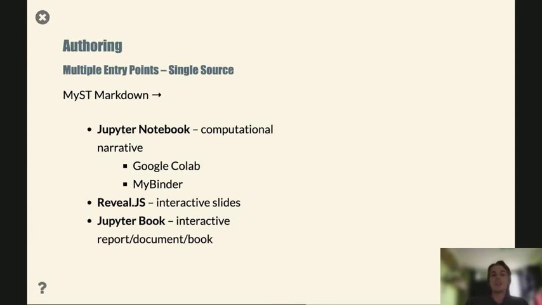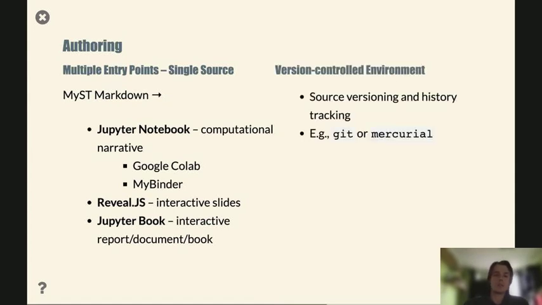So one is computational narrative with Jupyter notebooks, which you can run on Google Colab or MyBinder. Then interactive slides like this ones with reveal.js, but also documents, books, and reports with Jupyter Book. We have all of this in a version controlled environment, which allows us to keep track of the history.